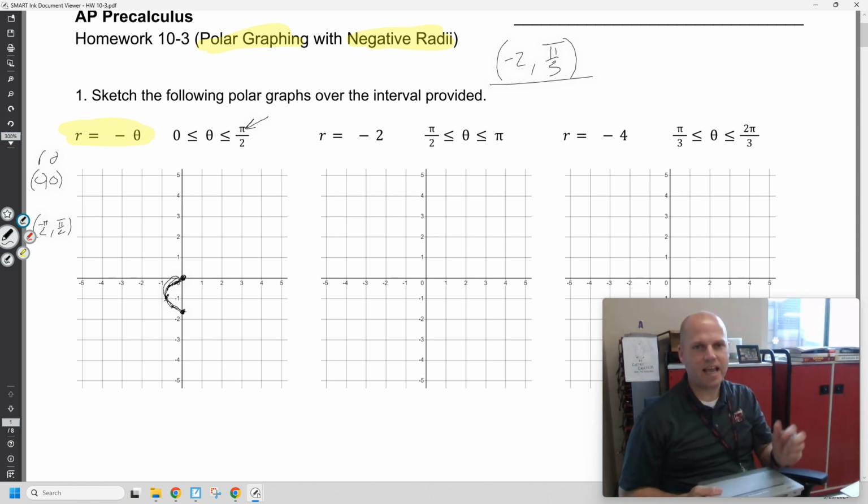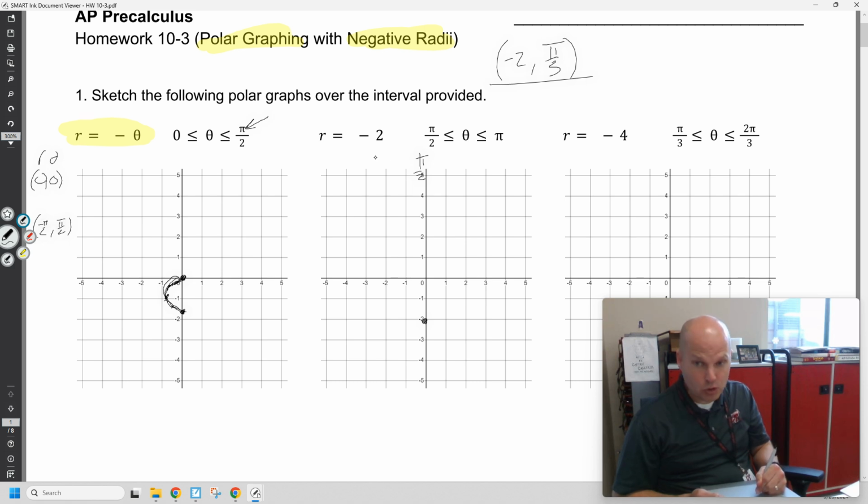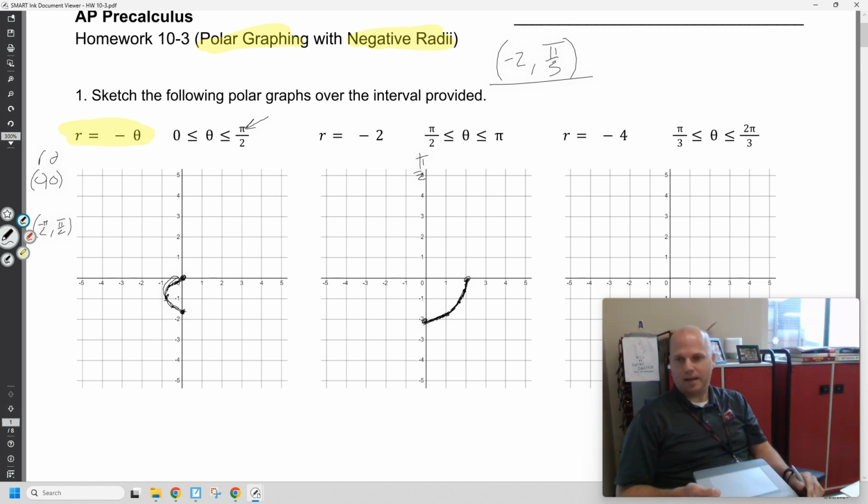If my radius is negative 2 between pi over 2 and pi, what does that look like? Well, at the angle pi over 2, I don't have a radius of 2. I have a radius of negative 2. At the angle 2 pi over 3, my radius is negative 2. 3 pi over 4, negative 2. 5 pi over 6, negative 2. Pi, negative 2. This would be the creation of r equals negative 2 from pi over 2 to pi.